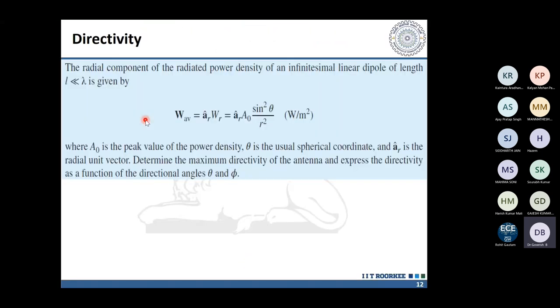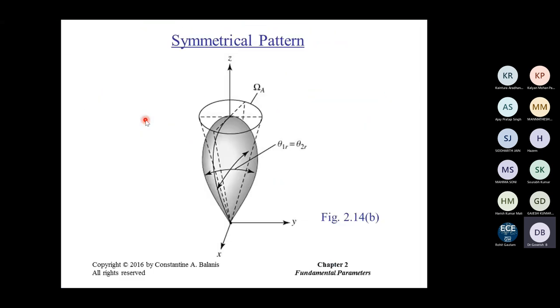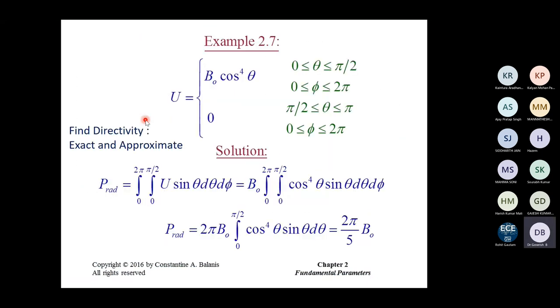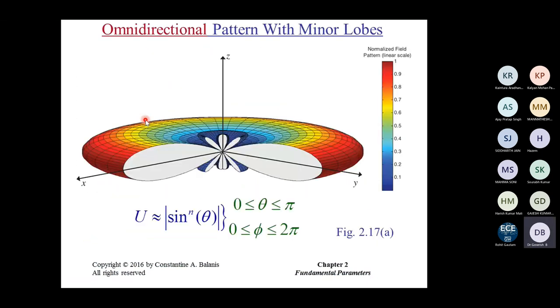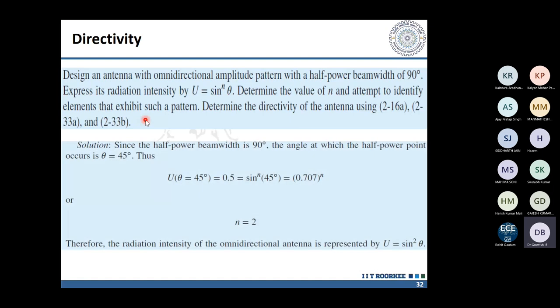We took an example also, I think, of how to calculate n, right? Suppose one of the problems was here. I'm sorry, I'm going a little bit fast here. Suppose you know the half power beam width and you know it's an omnidirectional pattern, we took an example of how to calculate n, correct?